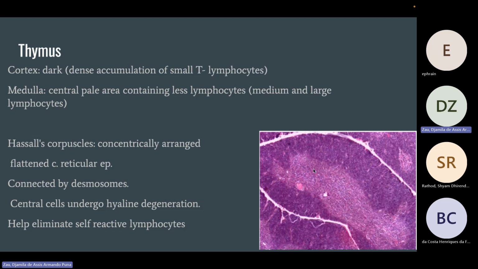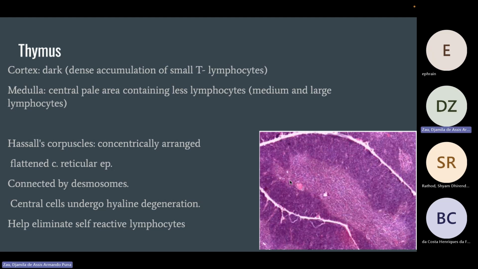And why do we have fewer lymphocytes in the medulla? Well, because we said 95% of the lymphocytes don't pass the selection procedure. So only a small amount of the lymphocytes are actually going to go to the cortical medullary area. They then travel through the blood vessels to the other secondary lymphoid organs.